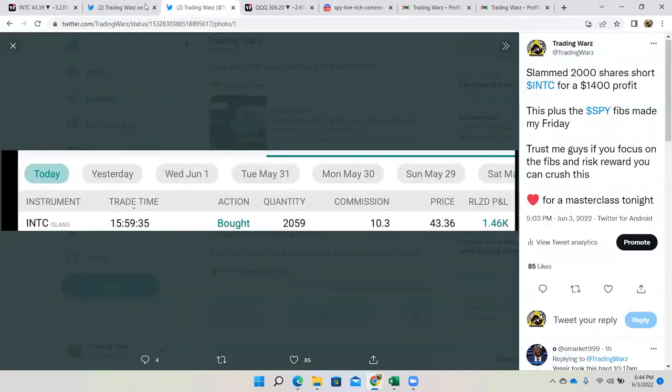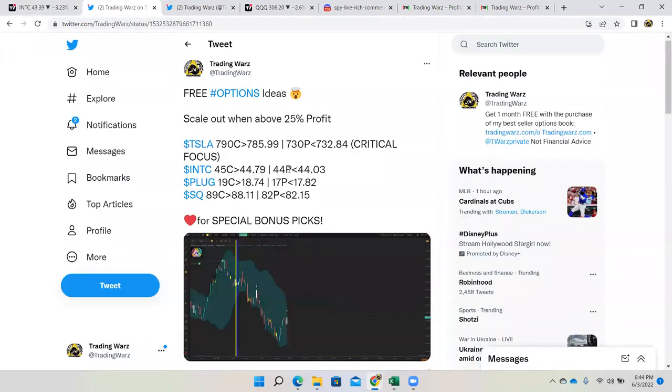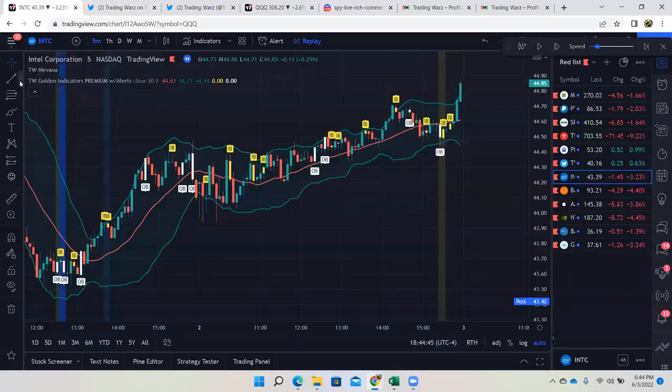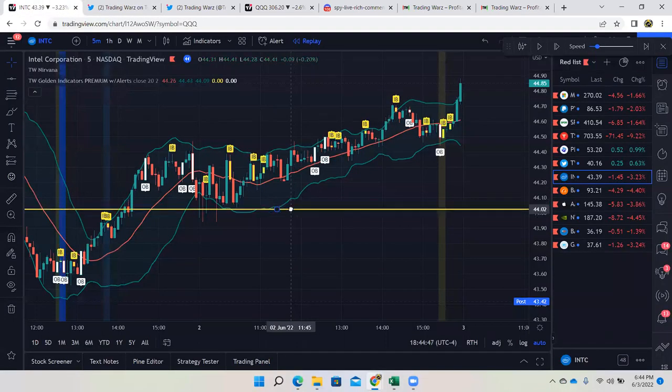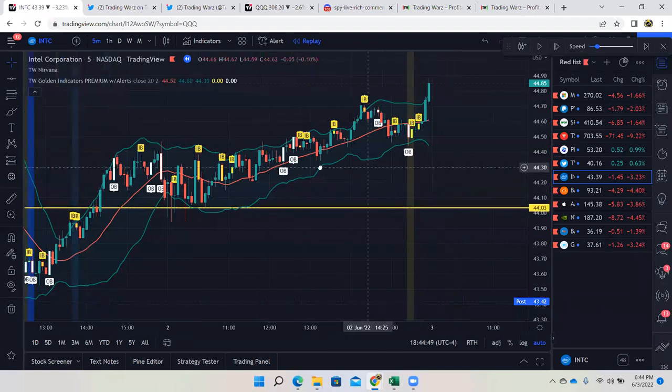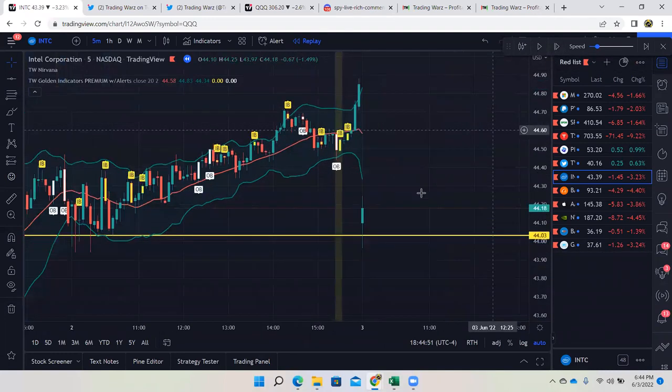So the first thing we have to do is get our trigger. Our trigger was 44.03. So let me go ahead and draw that in for you. 44.03 right there. All right. First candle comes in and fills us right away.